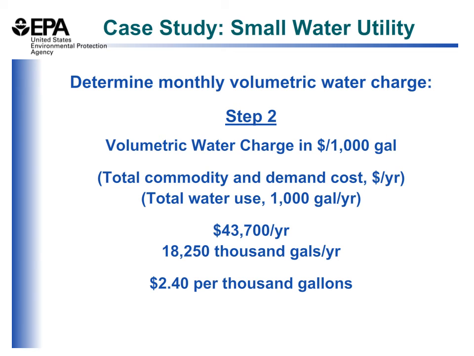The second step in the process of determining the monthly volumetric charge in dollars per 1,000 gallons: the total commodity and demand cost that we established several slides ago would be divided by the total water use. That total commodity and demand cost was $43,700 per year. Divide that by the 18,250,000 gallons per year. That ends up at $2.40 per 1,000 gallons.